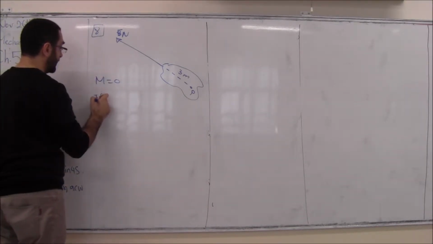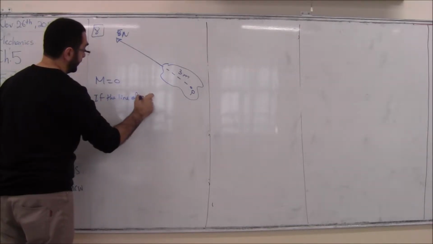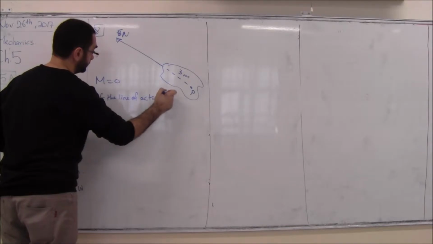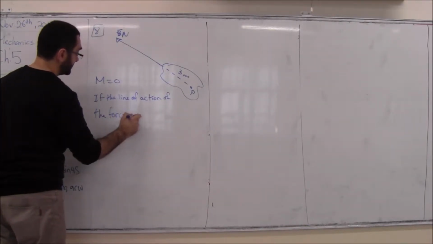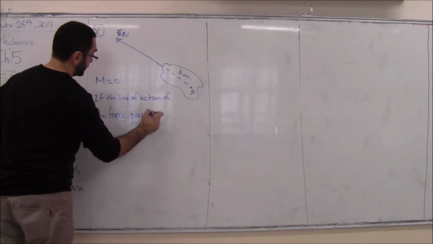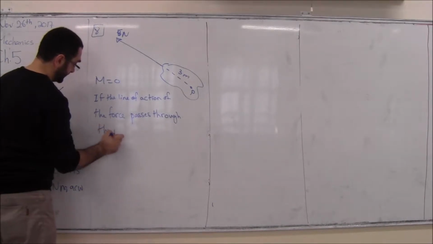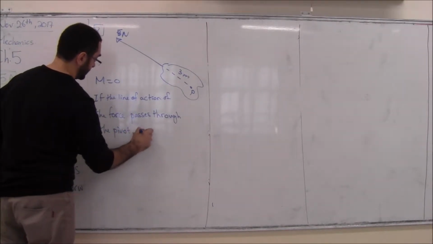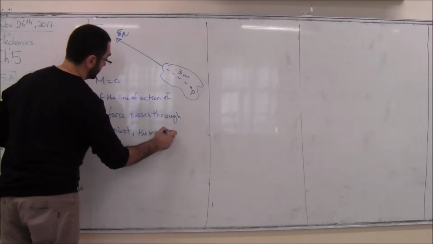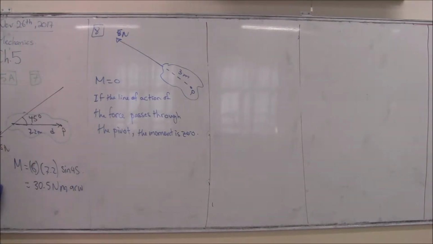If the line of action of the force passes through the pivot, the moment is 0. Okay, fine.